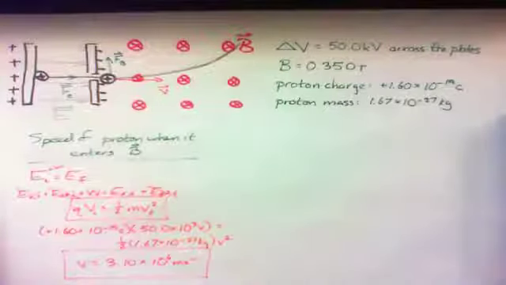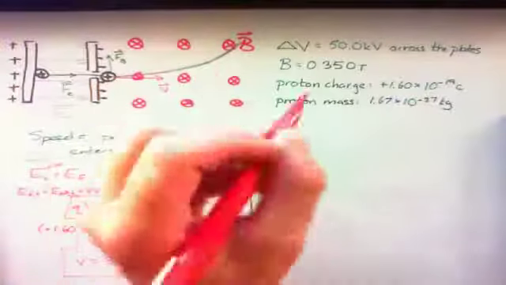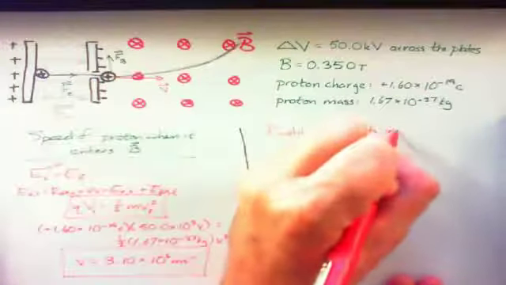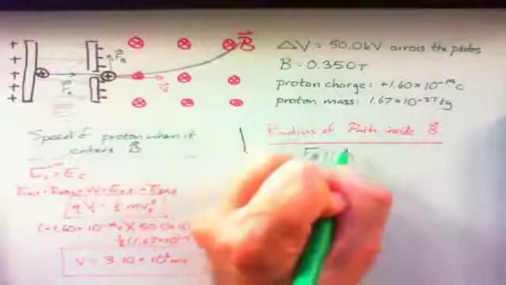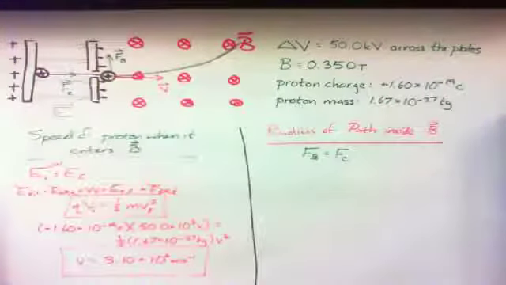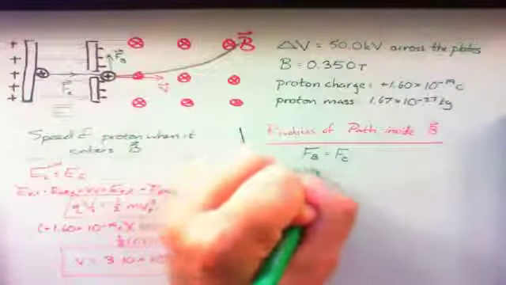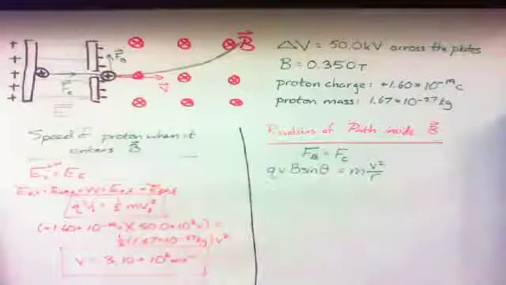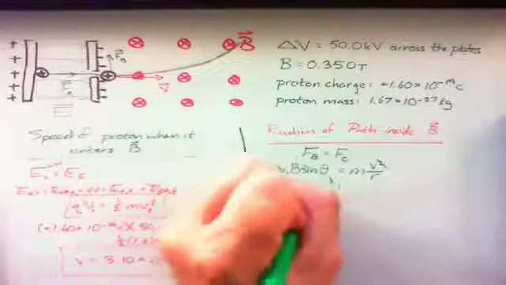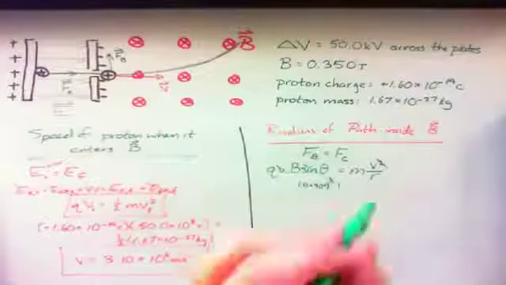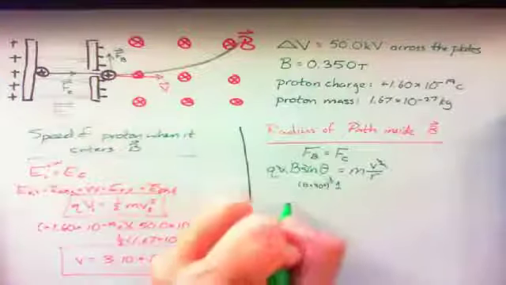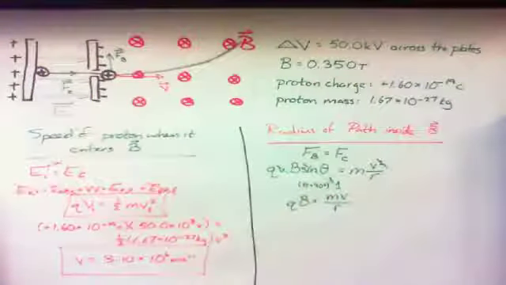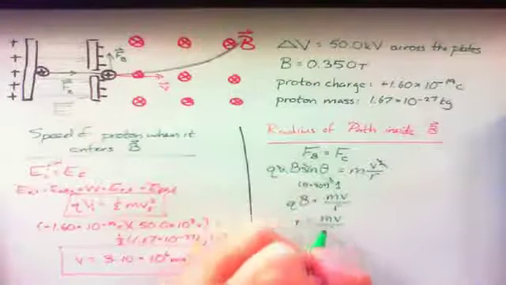Now let's find the radius of the path once it's in the magnetic field. Well, we have an equation for the radius of the path. Let's go through that again. We equated the magnetic field and the centripetal force, because in this case, the magnetic force is the centripetal force. So we get QVB sine theta equals mv squared over r. And we got v's on both sides, so we cancel those out. Also, theta in this case is 90 degrees.